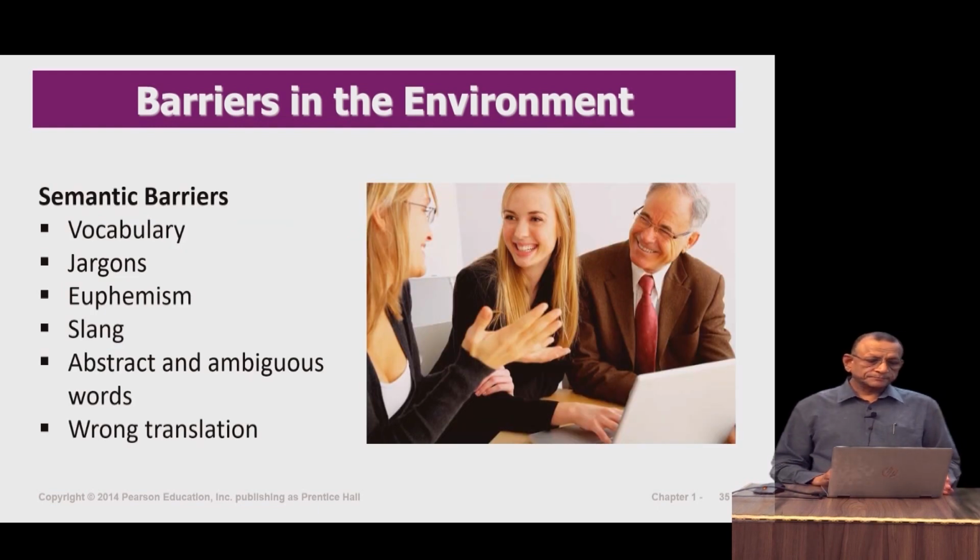The first one is semantic barriers. What do we understand by the term semantic? Semantic means similar words or words sounding same, or the words trying to carry the same meaning. This is something like semantic. So semantic barriers means what kind of challenges we may face. The first one is related to vocabulary. I am using a word in a particular fashion, and you or the other person may be in the habit of using the same word in a different fashion.